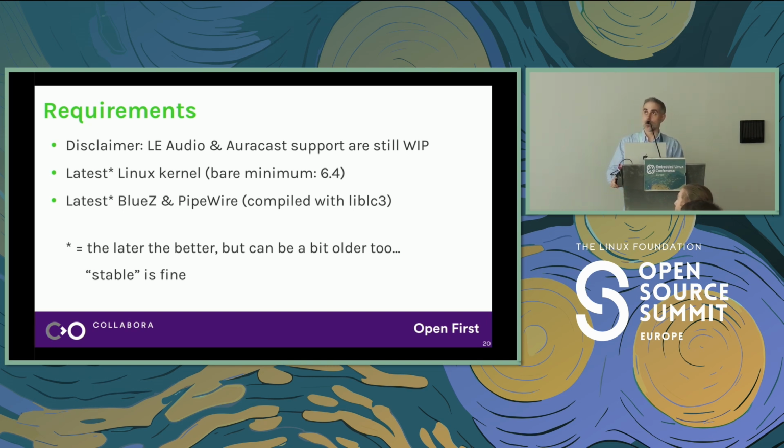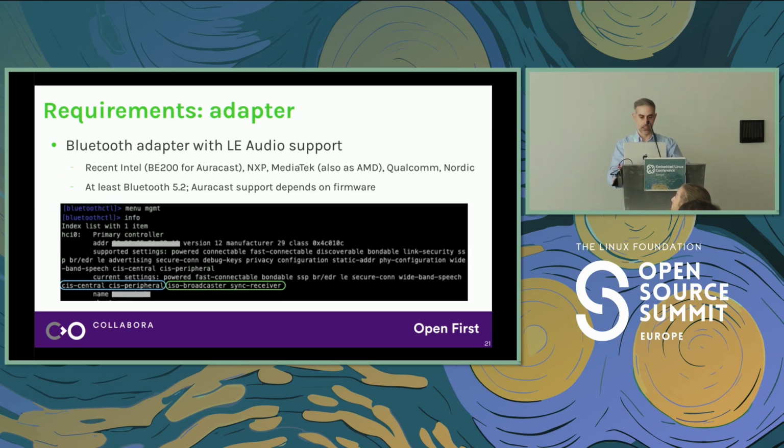If you want to make sure, when you compile PipeWire, or if you're getting it from your distribution, you need to make sure that it has been compiled with liblc3 support, so that it has the codec, because that's what controls the entire LE audio stack to be compiled. And then you need a Bluetooth adapter that supports LE audio.